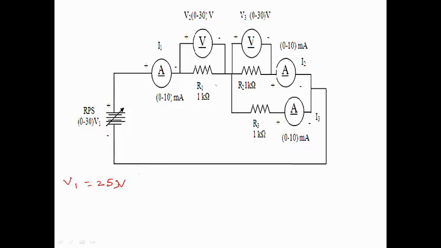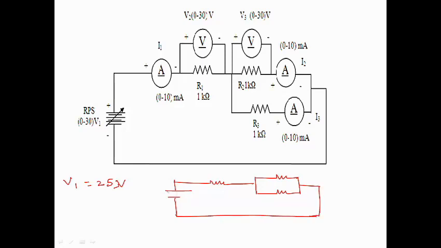Now for this 25 volt, I need to find what is the current in the circuit, right? So my circuit now will be like this. Okay, so I'm going to keep this as 25. This is 1k, and this is 1k, and this is 1k. So I can parallel these two 1k's. So it is going to be 0.5k, and this 0.5k will be in series with this 1k. So it is basically going to be 1.5k.